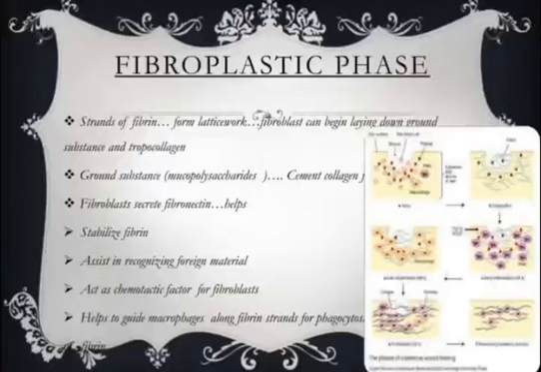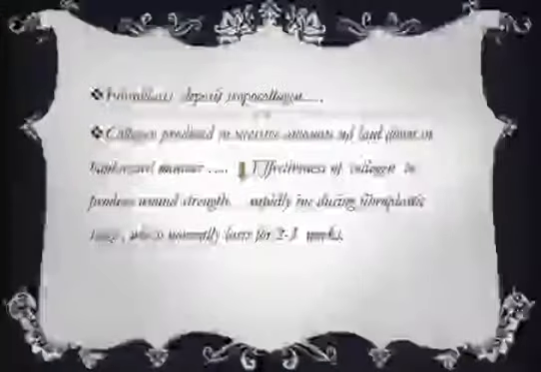The fibroblasts secrete fibronectin. This helps the stability of the fibrin and assists in recognizing foreign material. It acts as a chemotactic factor for fibroblasts. It helps to guide the macrophages along the fibrin, which stands for phagocytic fibrin.